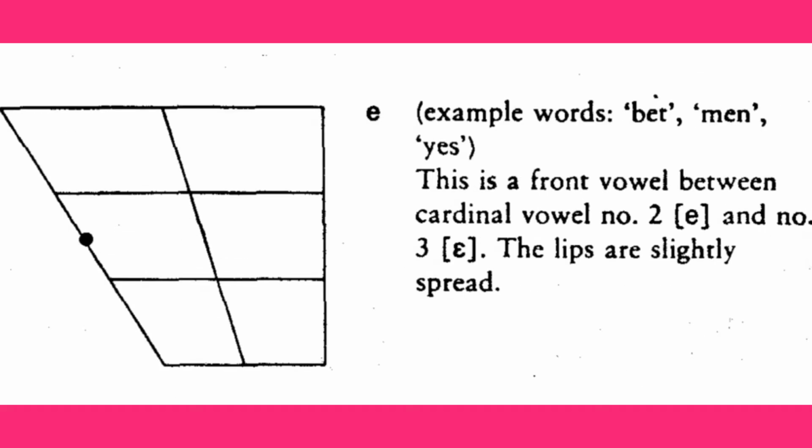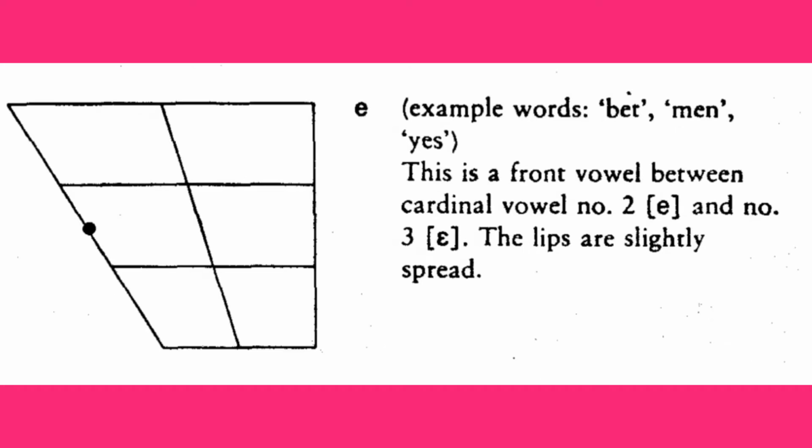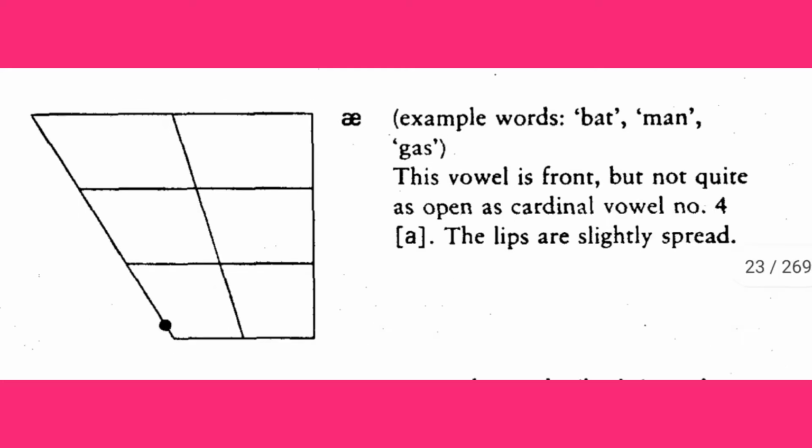Example words: bet, men, yes. This is a front vowel between cardinal vowel number 2 and number 3. The lips are slightly spread. Example words: bat, man, guess. This vowel is front but not quite as open as cardinal vowel number 4. The lips are slightly spread.